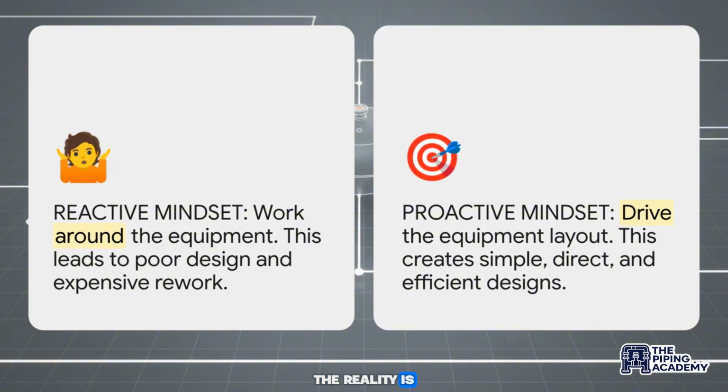The reality is, piping engineering should be driving the equipment layout. It's a proactive mindset. The orientation of a single nozzle, that one small change can be the difference between a simple direct pipe spool and some complex, expensive loop that ends up blocking a critical maintenance aisle.